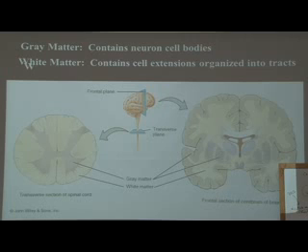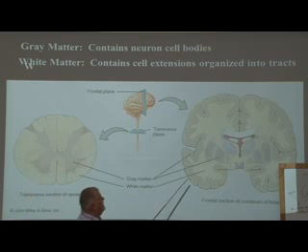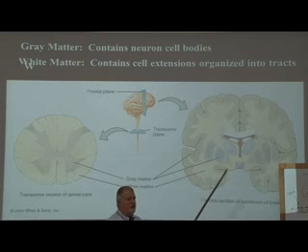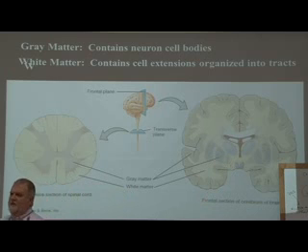And the pattern is a little different. In the spinal cord, the dark stuff is in the center, towards the inside, and it forms a butterfly-shaped structure within the spinal cord, surrounded outside by this lighter material that we call white matter. The brain has all the gray matter on the surface, and the white matter is internal. So the organization of gray matter and white matter is slightly different in the brain and the spinal cord.